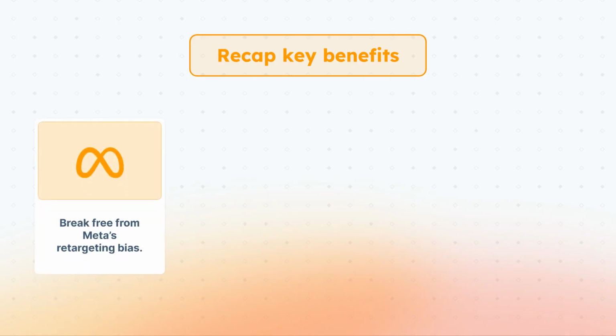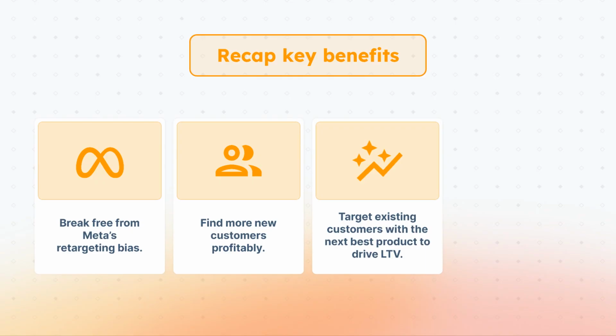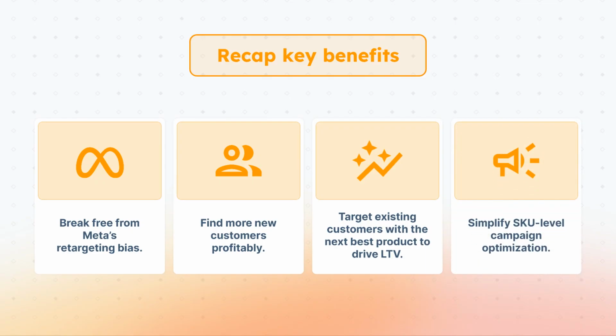So let's quick recap. That was a lot. With Advanced Signal for Facebook CAPI, you'll break free from Meta's retargeting bias, find more new customers profitably, target existing customers with the next best product to drive LTV, and simplify SKU level campaign optimization. So if you haven't already, please head to Signal, Facebook Conversions API settings page, and turn on Advanced Signal. Meta campaigns get smarter, faster, and more profitable.